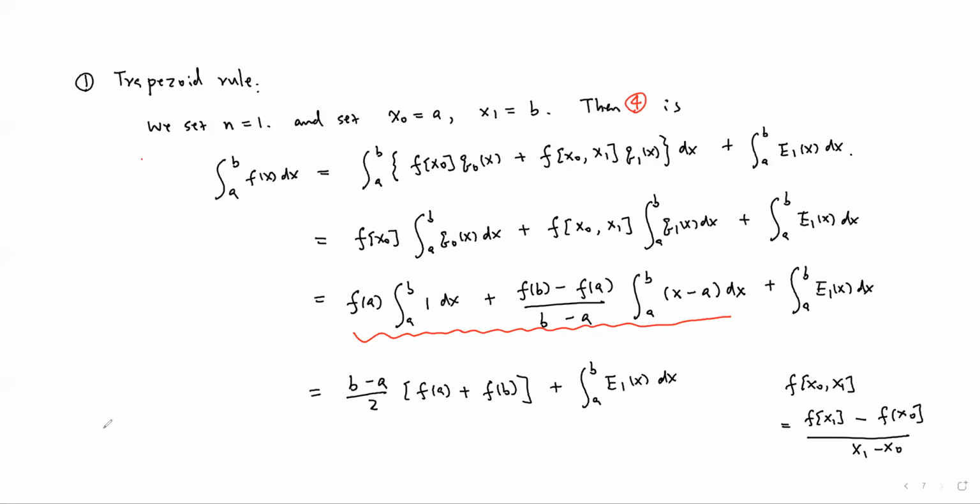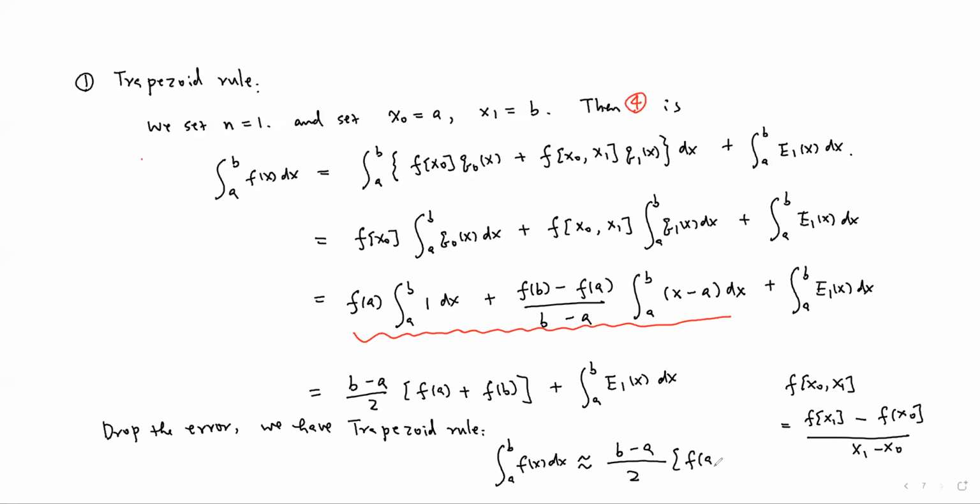Drop the error. We have the trapezoid rule. Okay. The integral from a to b of the function f is roughly equal to (b minus a) over 2 times (f(a) plus f(b)).